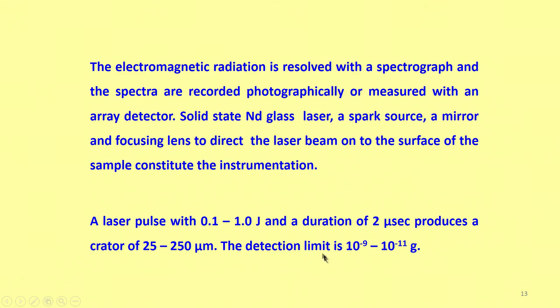And what are the detection limits? 10 raised to minus 9 to 10 raised to minus 11 gram, that is picogram level. That is quantitative, it is not qualitative. So, if I say you have about 2 into 10 raised to minus 11 gram of chromium in that paint on the Mona Lisa, it is 2 into 10 raised to minus 11 grams only. So many grams per square meter or something like that we will have to manage.